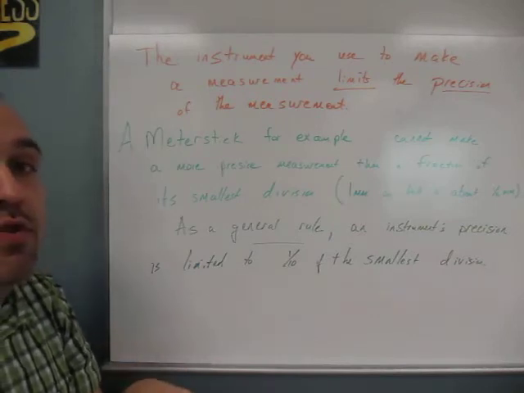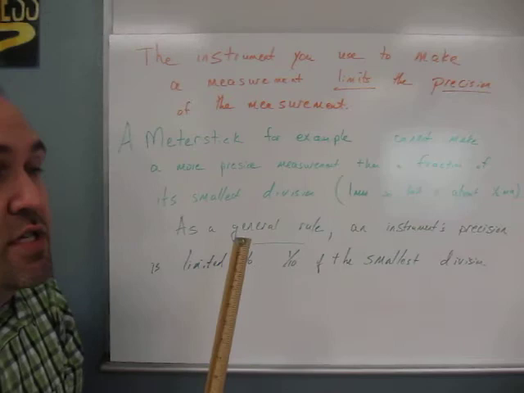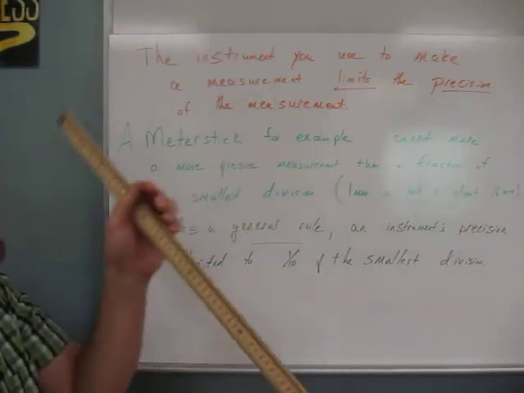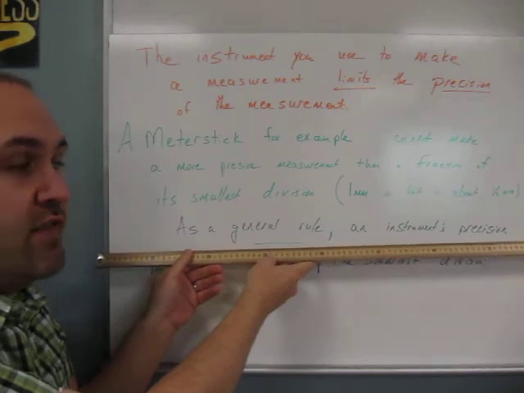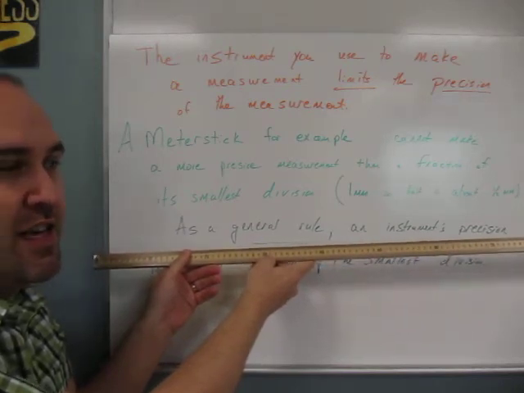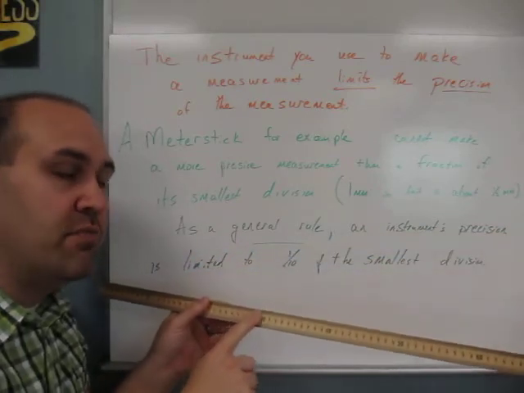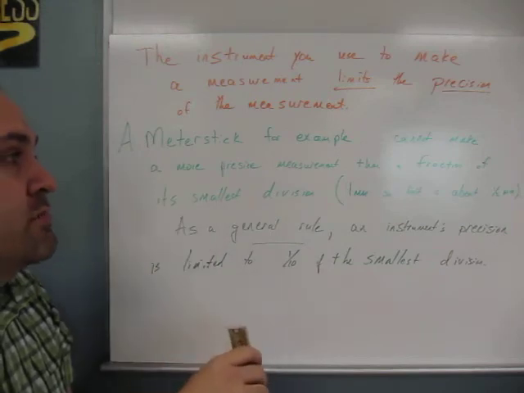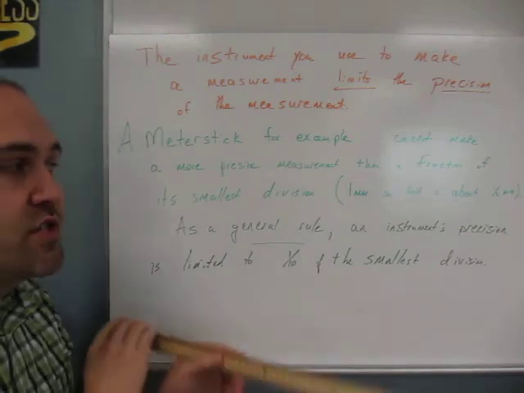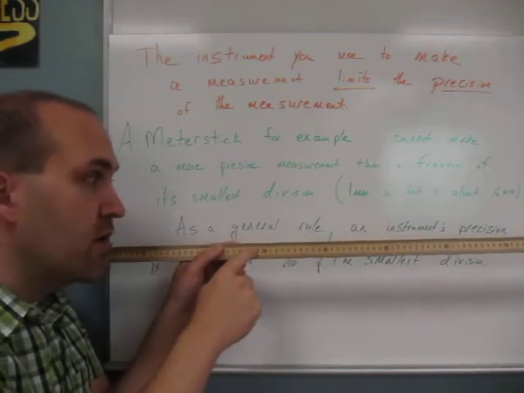The instrument you use to make the measurement limits the precision of the measurement. It wouldn't make any sense for me to tell you that the width of this board was 80.715892 centimeters, because this instrument doesn't have that kind of precision. It can't tell you that many digits. A meter stick, for example, cannot make a more precise measurement than a fraction of its smallest division, which for the meter stick is 1 millimeter. These tiny black marks are 1 millimeter each.